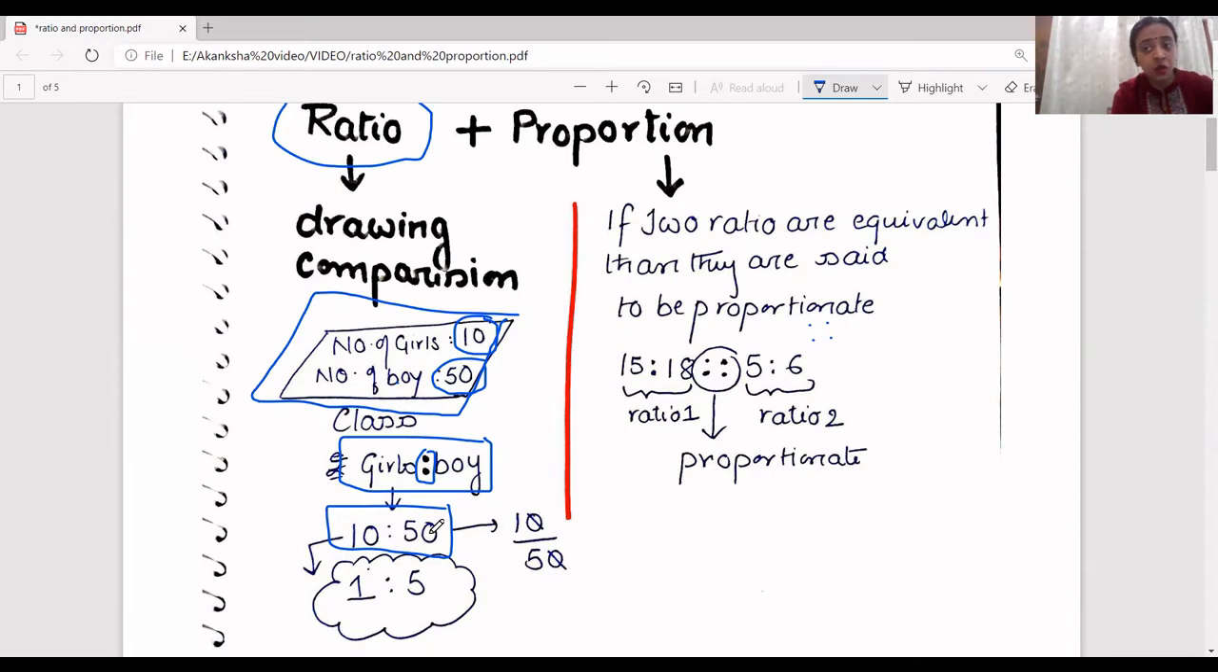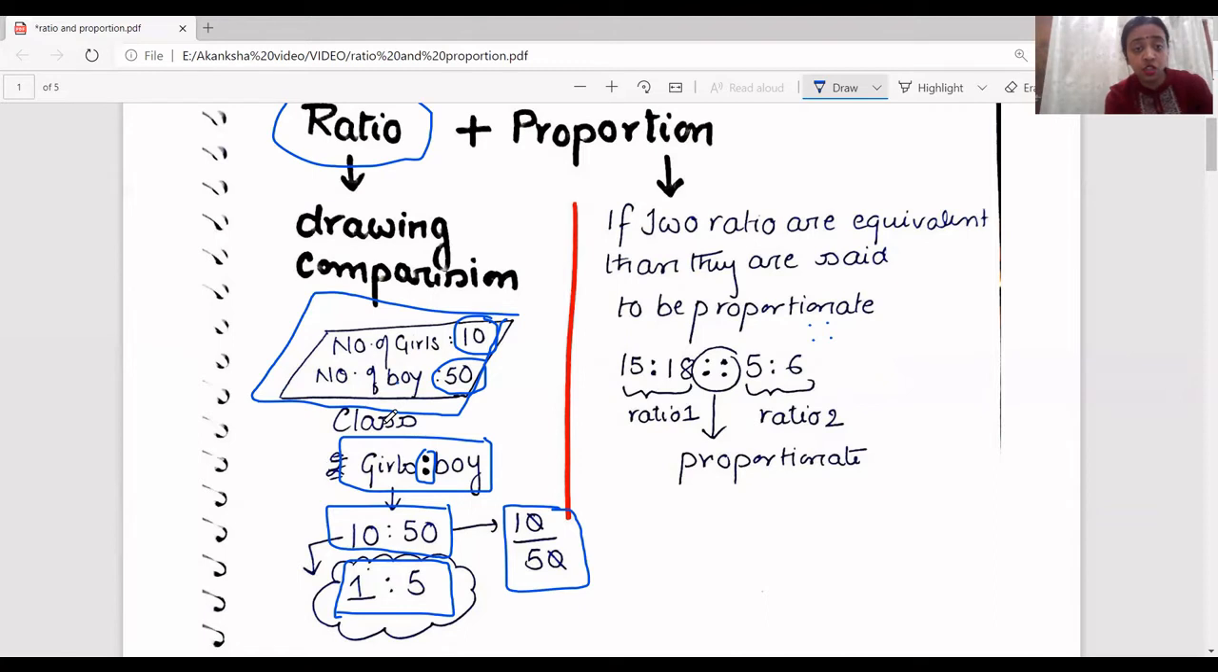Now further you can go ahead and simplify this 10 is to 50. How can you simplify this? 10 is to 50 can also be written as 10 upon 50. When you simplify 10 upon 50, you can easily cancel the zero terms and you'll be getting 1 is to 5. So 1 is to 5 is the ratio of girls and boys in the class that we've discussed just now.